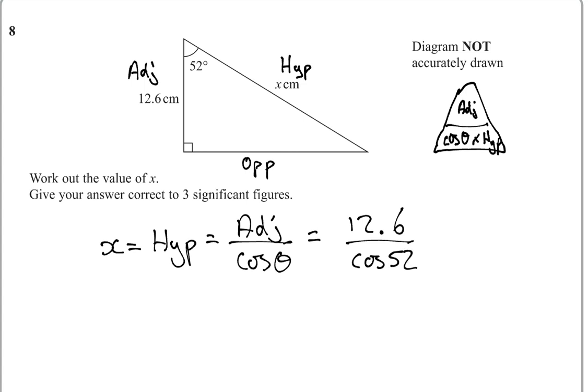Make sure your calculator mode is in degrees, and we can work out that x is 12.6 divided by cos 52, which is 20.466. So three significant figures is 20.5 centimetres, because the 4 rounds up, because 6 is bigger than or equal to 5. So 20.5 centimetres.